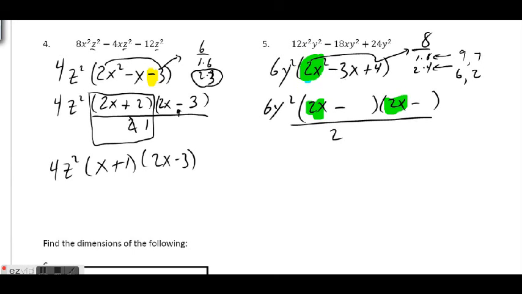Nothing is going to give me that 3. I don't care about the negative. Nothing's going to give me that 3. So I cannot factor this thing any further. So I'm done right here. Alright, I'm done right there.